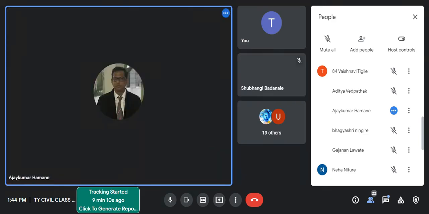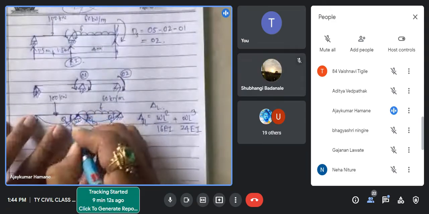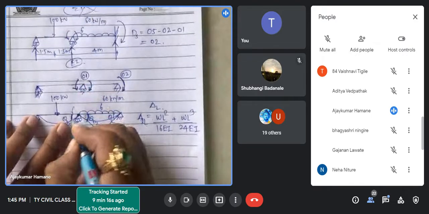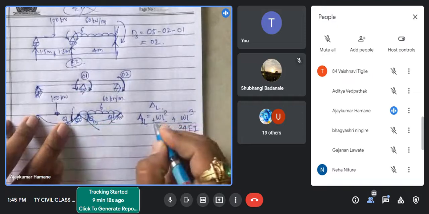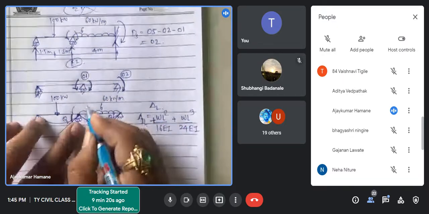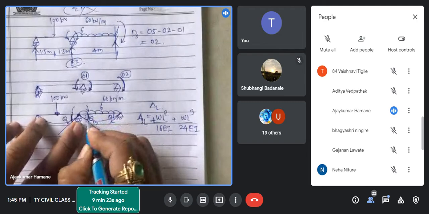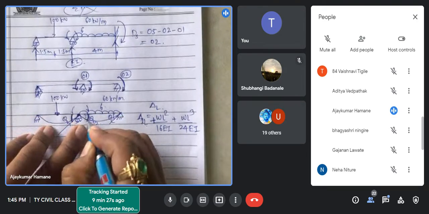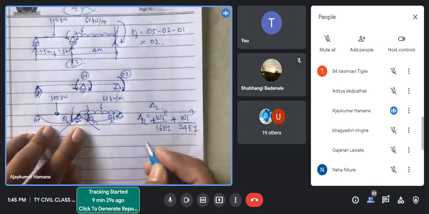Now, sign convention: you see that this is a downward slope and we assume this coordinate like this. So it gives us the same slope in the downward direction, that's why positive. Here again this is clockwise, gives us a downward direction, and due to the loading we also have the same slope in the downward direction, that's why both are positive.